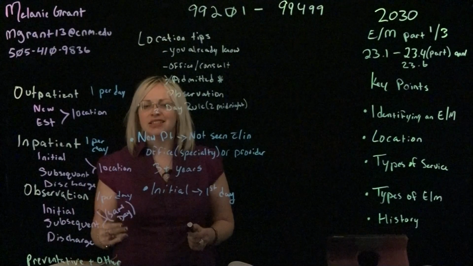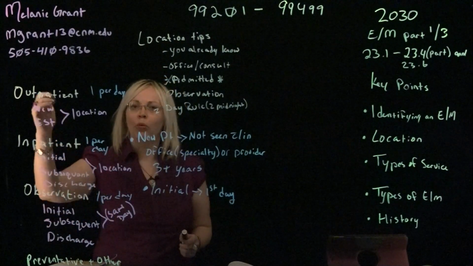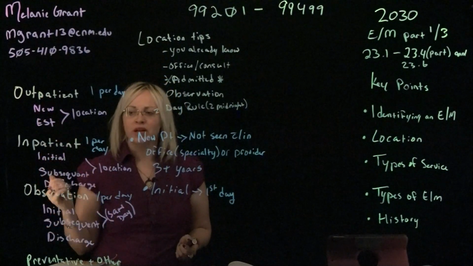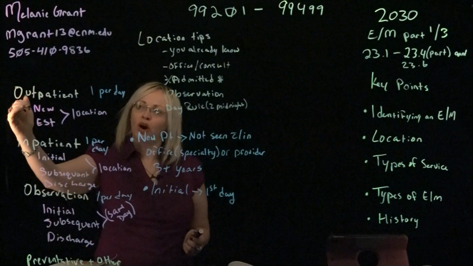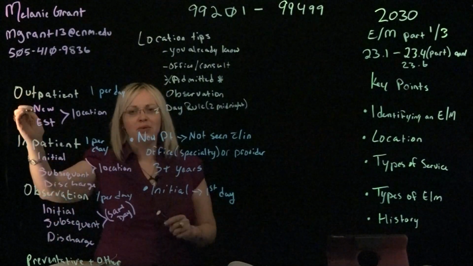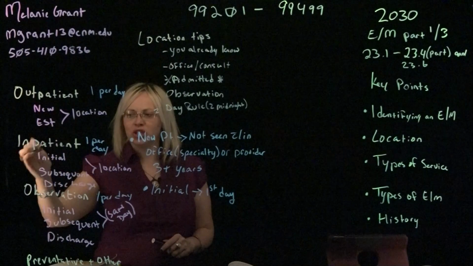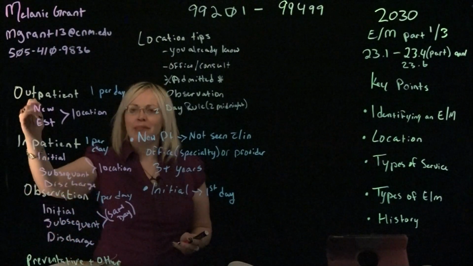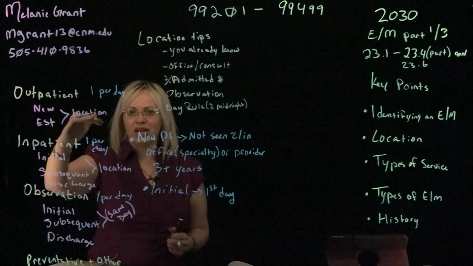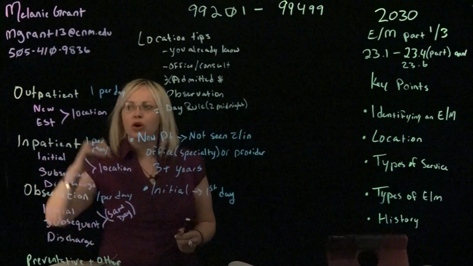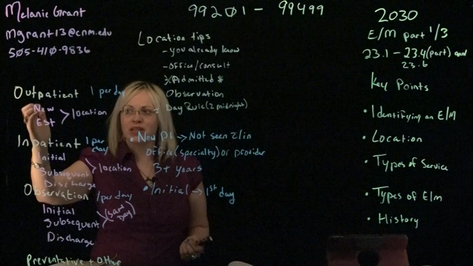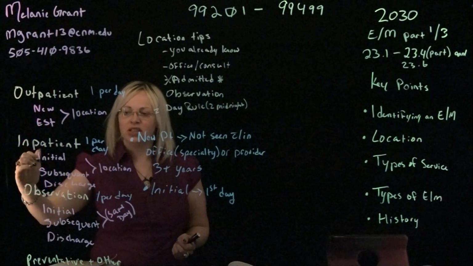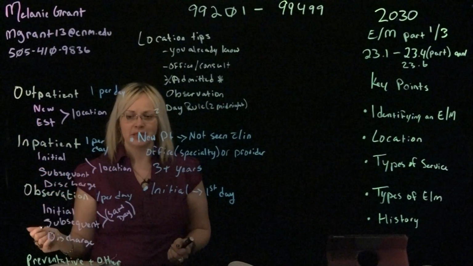Each one of these has its own breakdown. Some of them won't have the breakdowns, others will. And so you want to determine what type of E&M you're looking at, if it's outpatient, inpatient, observation, or some other type of service. And then determine where is it located, and based off of that location, whether or not the further breakdown such as new and established, initial, subsequent, or discharge applies.